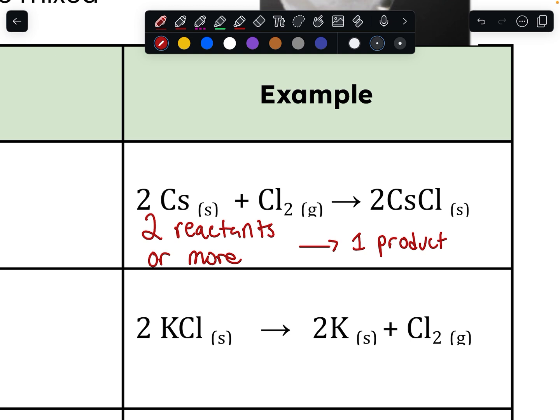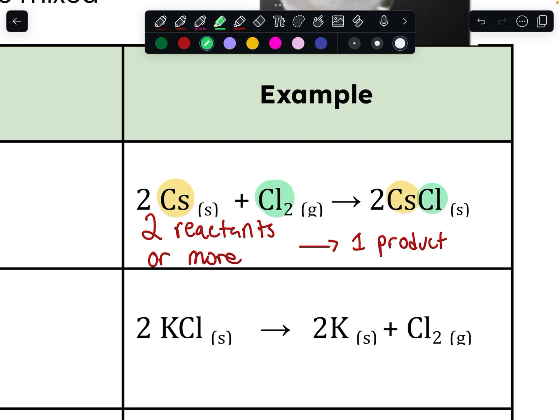Okay, so in this example, we have two distinct elements: chlorine gas, and cesium, which is a solid, so that's why it has an S next to it. Chlorine gas is a gas because it has a G next to it. Okay, those are called our states of matter. And what we do is recreate cesium chloride, which is a compound of those two elements.